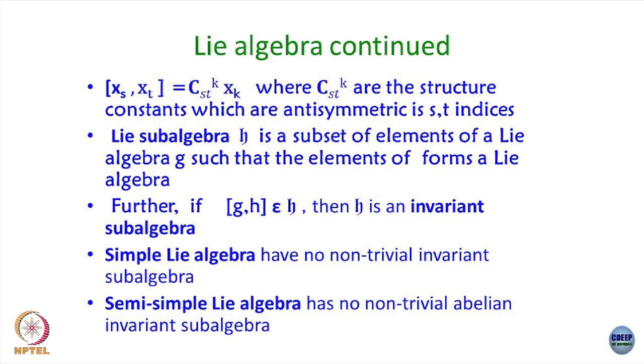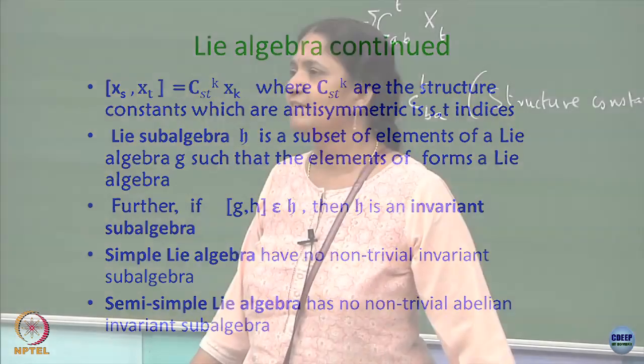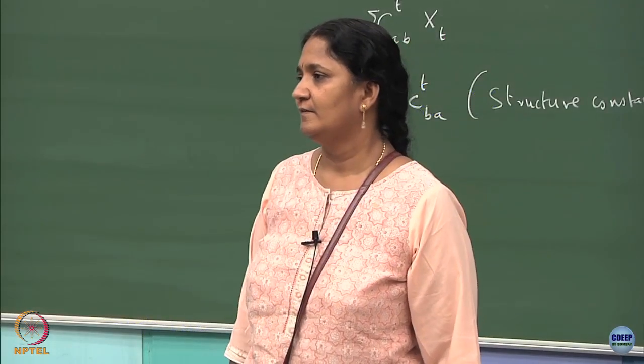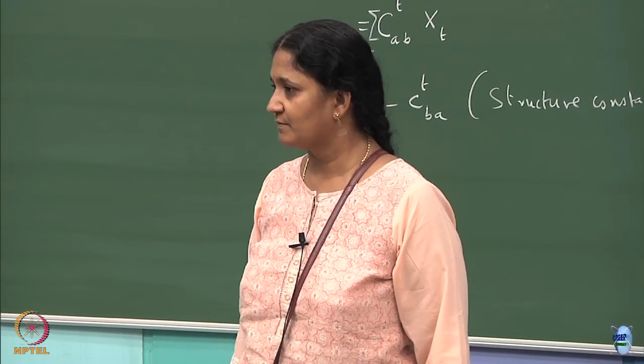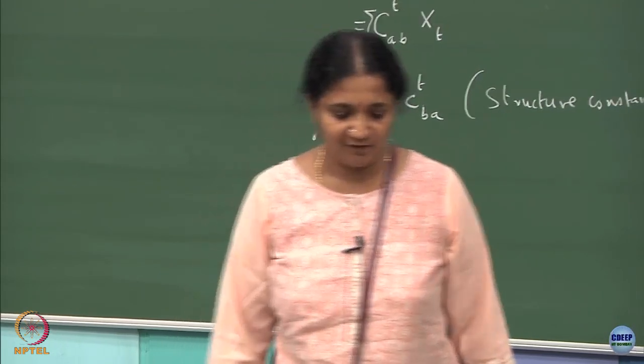Then there is more variant. If you find an invariant subalgebra, you have to check whether that invariant subalgebra is an abelian subalgebra. Okay. So if it doesn't have a non-trivial abelian invariant subalgebra, then the algebra is a semi-simple algebra.